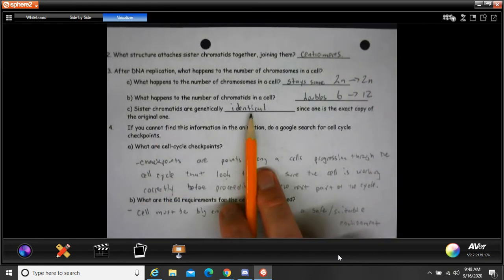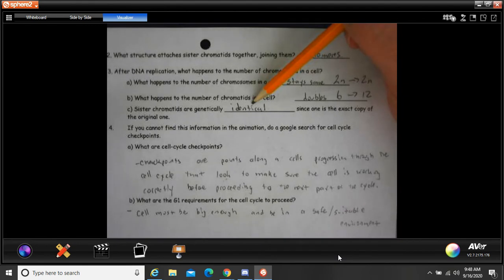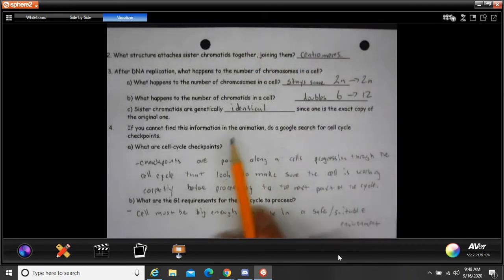It's also important to note that each chromatid produced at the end of this copying are genetically identical. They're exactly the same. They have the same genes, they have the same information, they have the same structure. They're identical.